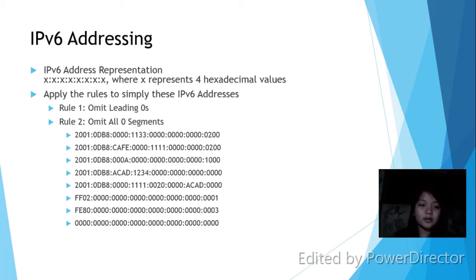Rule number 2 is omit all 0 segments. So just like this one, you will just omit all the 0 segments. If the segments are all 0, you will omit that.